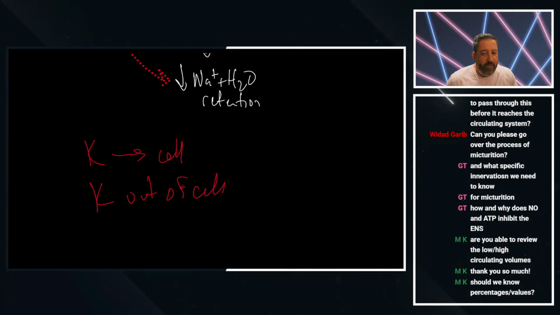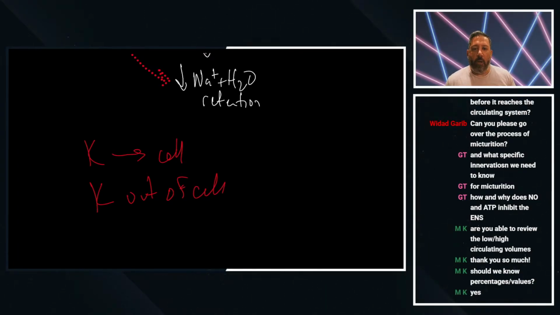When you say percentages and values, do you mean like what percent is reabsorbed in the earlier parts versus the later parts? You don't need to know those ones. Remember, the bulk of all the reabsorption always occurs in the proximal tubule. Early on, all the fine tuning occurs late distal tubule, common collecting duct.